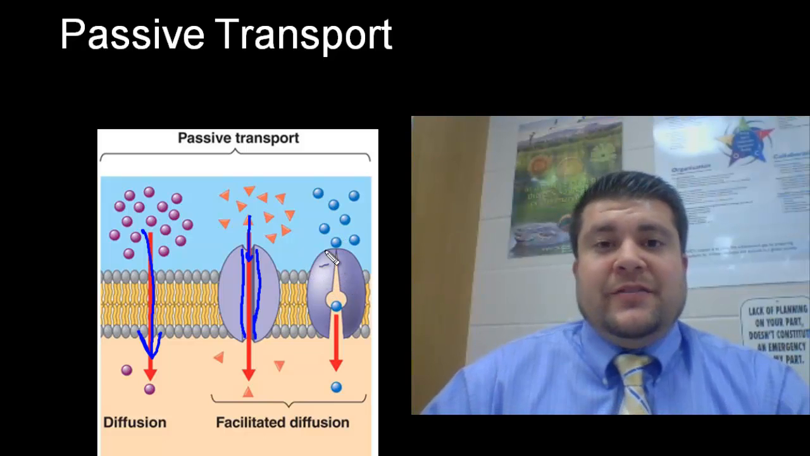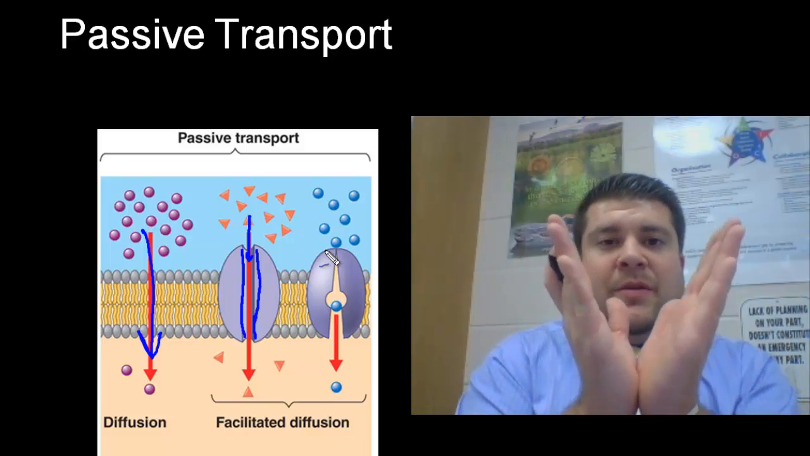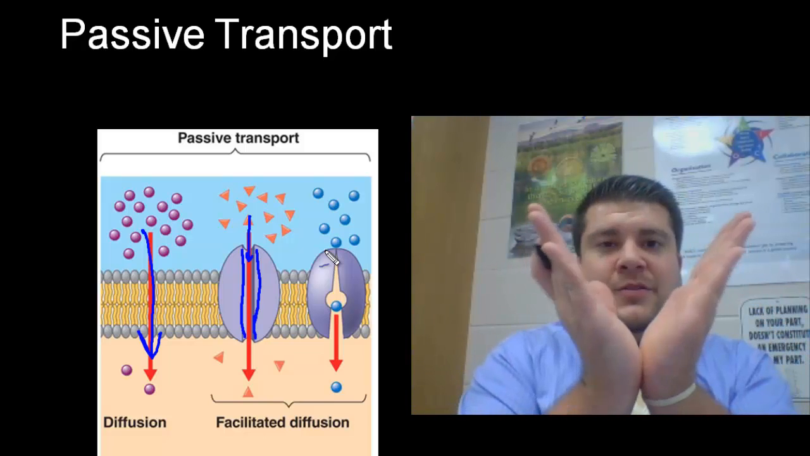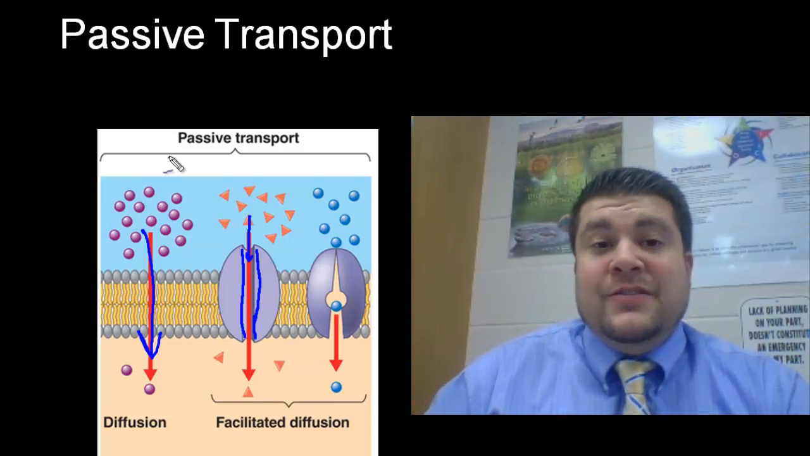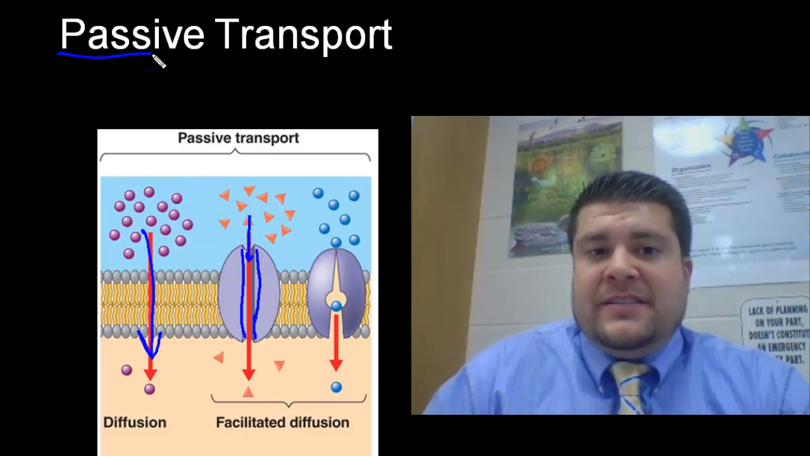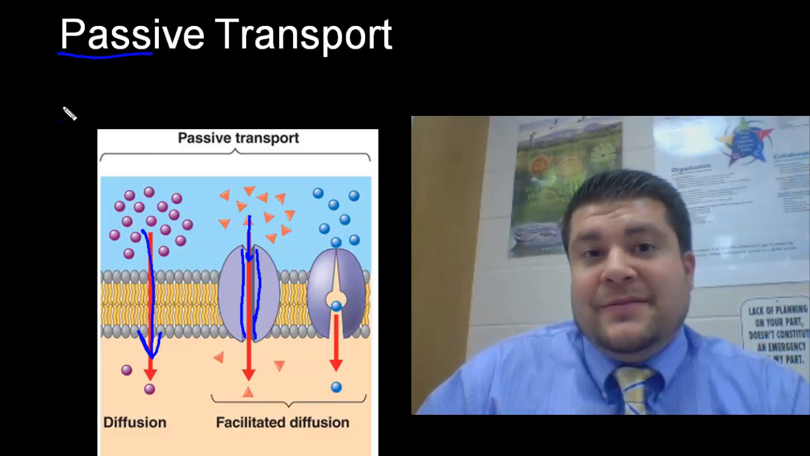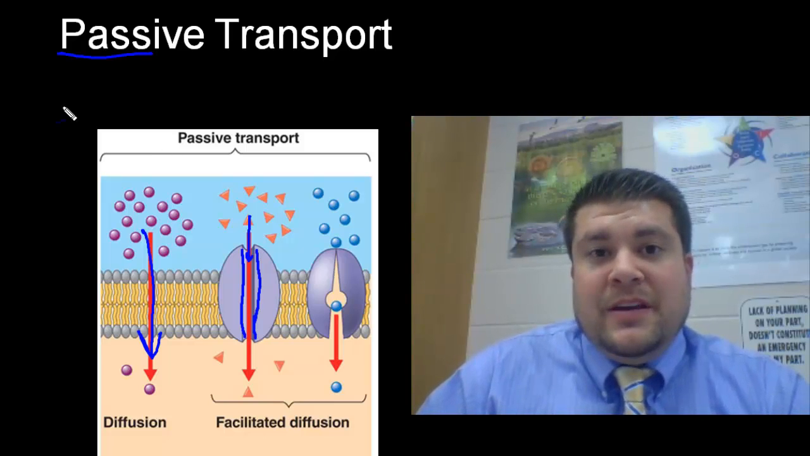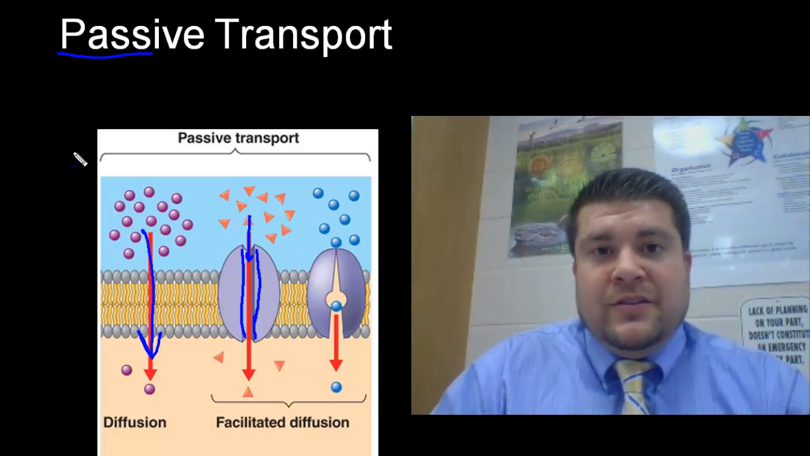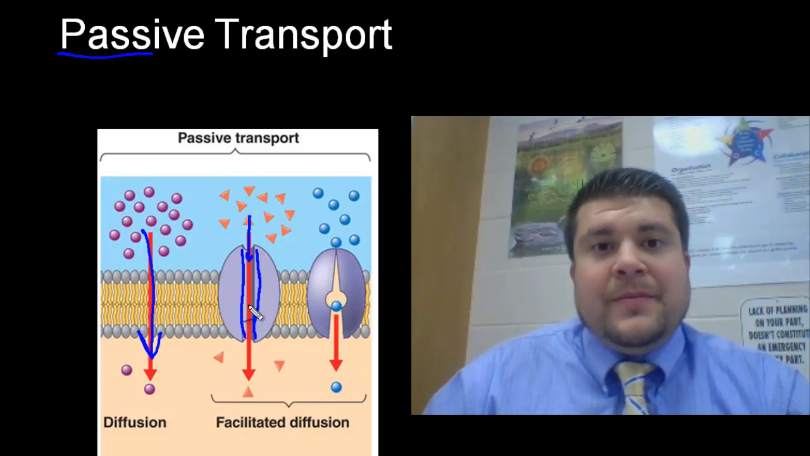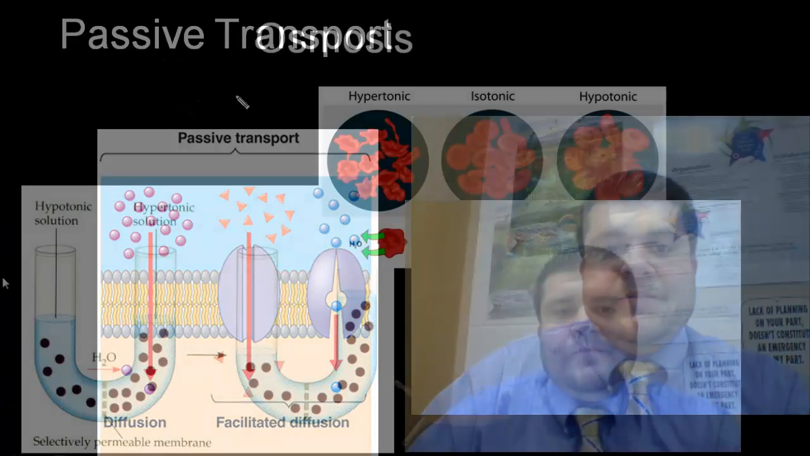Some of these proteins will actually have to open up and then let one molecule through at a time. And so the protein will open on one side, close on the other, and keep pumping it through like that. But again, not using any energy. It's passive. Just like if you were sitting there right now not taking your notes, you would be passively sitting there listening to me speak. But if you were actively listening to me speak, you'd be using energy, using your brain, writing things down, and that would make you active instead of passive.